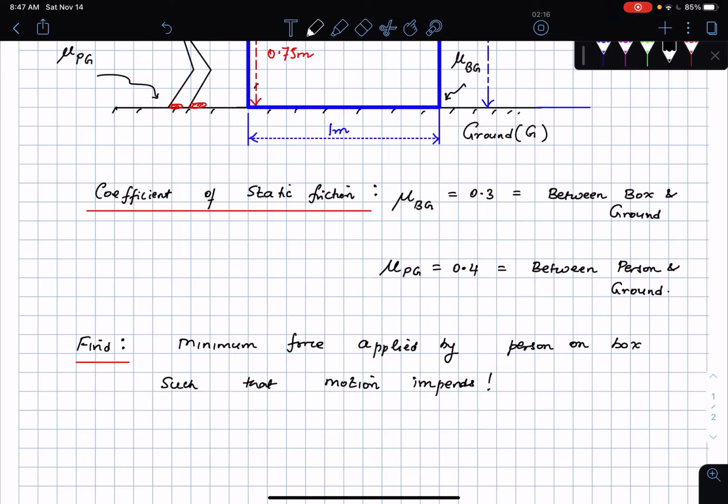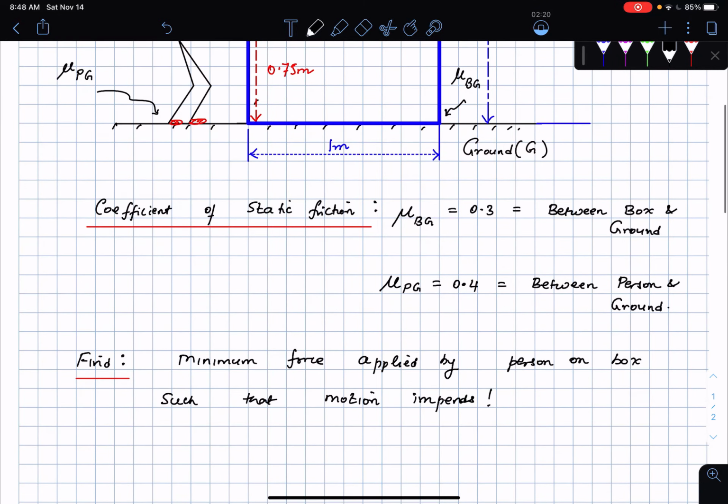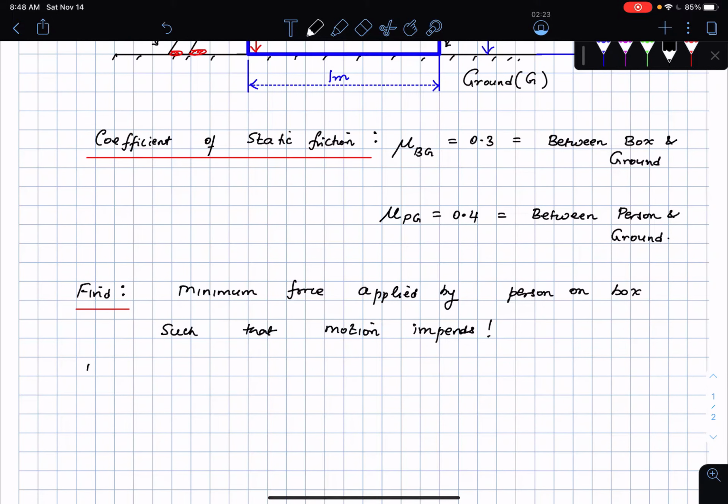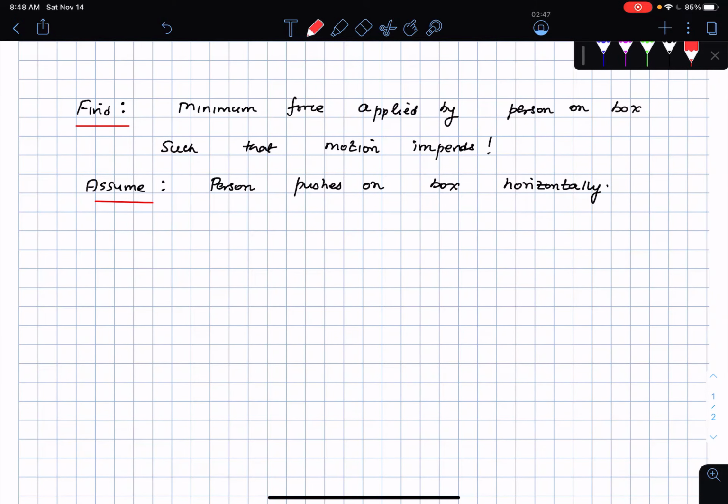Then we will assume that the person pushes on the box horizontally. This is what we can also assume in this particular problem, along with some nomenclature before we start the solution. So, solution first.